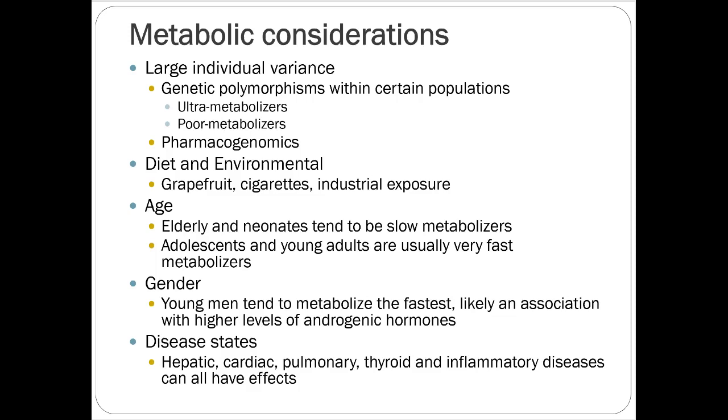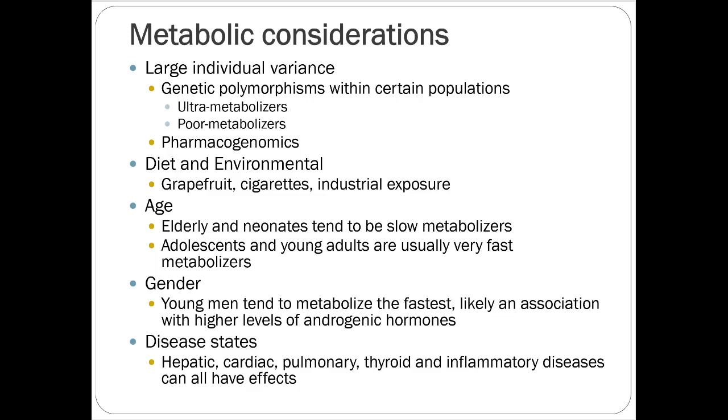All right, a couple slides left, bear with me. Metabolic considerations, some things we think about: large individual variants. This is not something we can generally predict. And this is where genomics is pushing us more, to be able to test people's enzymatic activity and map them with drugs that work with that profile. We aren't there yet, but I think we're getting closer.